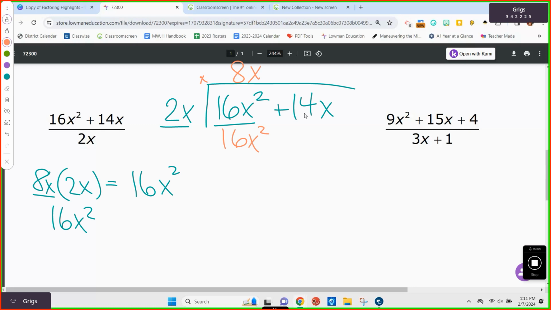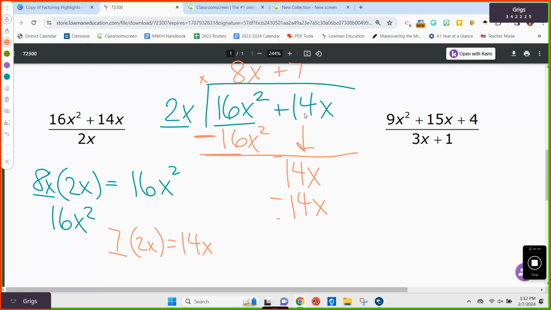Division is the repeated process of subtraction. So I need to subtract these two values: 16x squared minus 16x squared gives nothing. Next I would bring down the 14x. So now I ask, what times 2x is going to equal 14x? 7. So plus 7, because it's a positive. I say 7 times 2x, I subtract, I get 0. So if I divide 16x squared plus 14x by 2x, my answer is 8x plus 7.